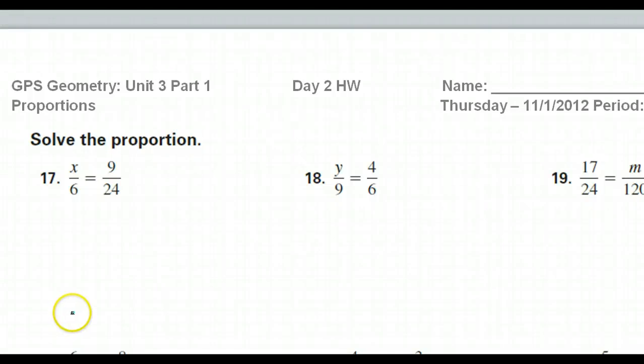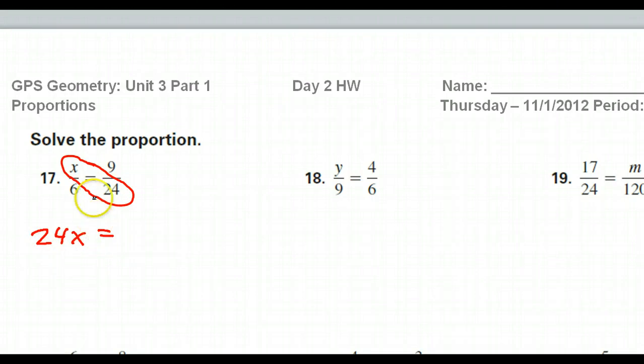This lesson is about solving proportions like these by cross-multiplying. Cross-multiplying says that if we have a fraction set equal to a fraction, we can make a new equation by taking the diagonals, multiply, so that would be 24x, and setting them equal to the other diagonal, multiplied. 6 times 9 is 54. And then you solve from there and get your answer.